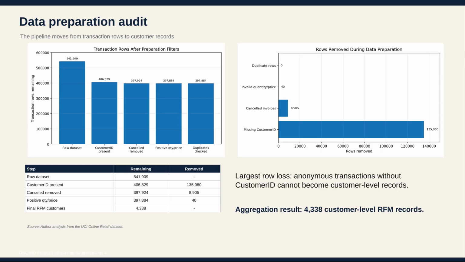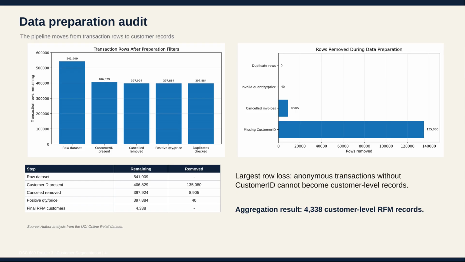This slide is the proof of work slide for data preparation. The raw file starts with 541,909 transaction rows. The largest drop happens when rows without customer ID are removed. Those rows may still represent real sales, but they cannot be assigned to a customer segment because there is no customer key. Canceled invoices are removed next, followed by rows with invalid quantity or price values.